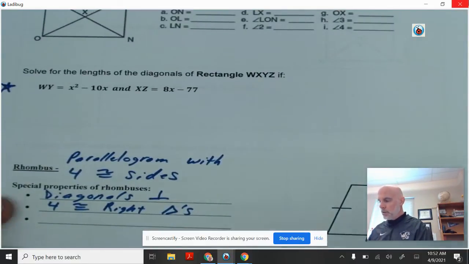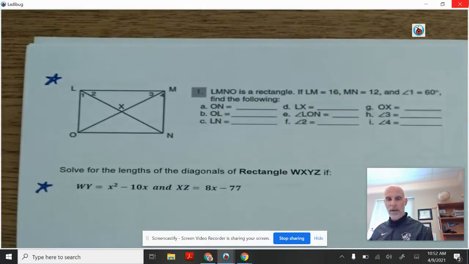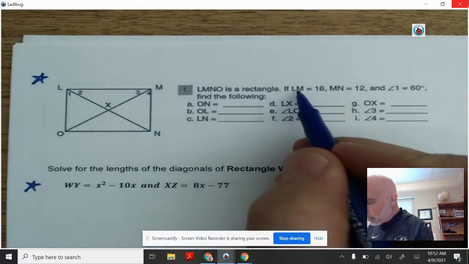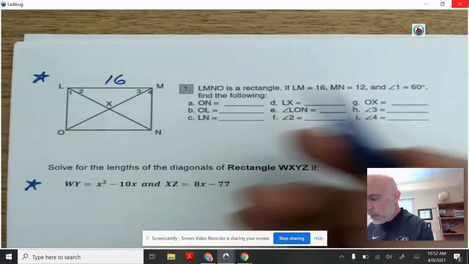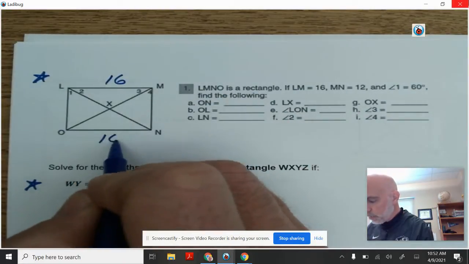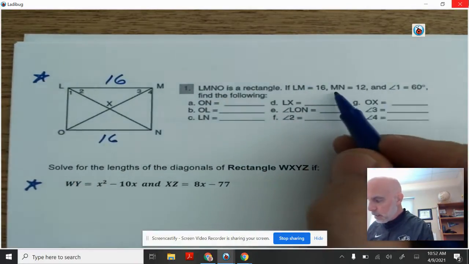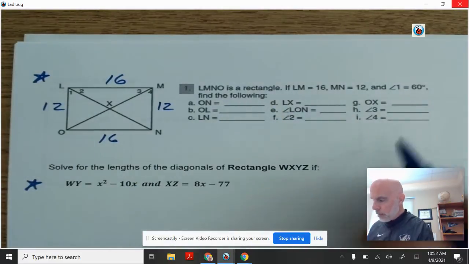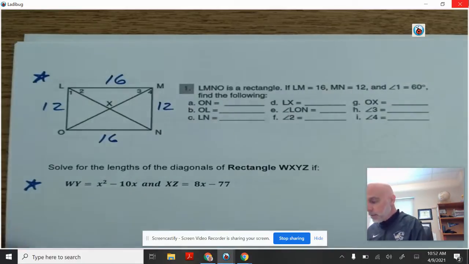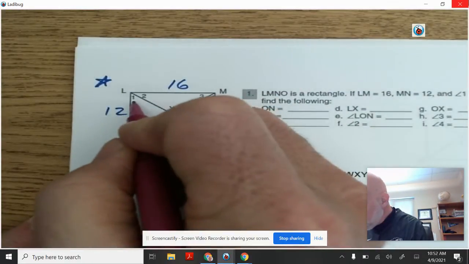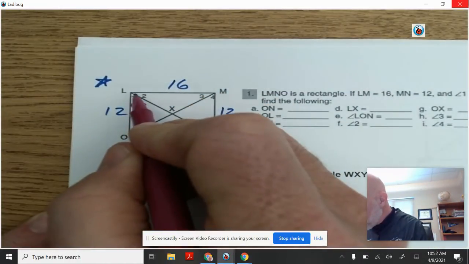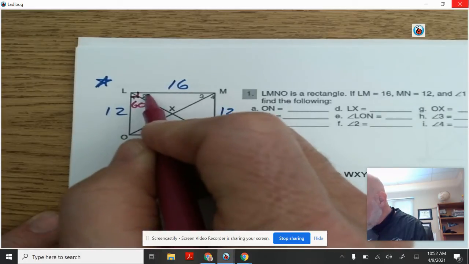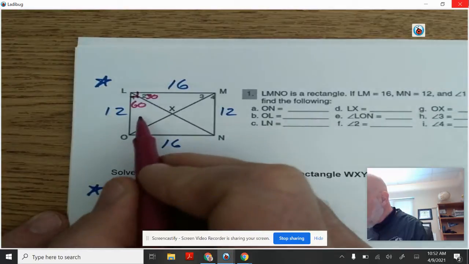All right. This is also a rectangle one. I wanted to point out to you, it gives you some information right here that LM is 16. So you can already go ahead and fill some things out. You know that this would be 16. MN is 12. So you know this side's 12. Angle 1 is 60. So if I put a 60 in there, then I know, according to it being a rectangle, that this is 90. It should be 90. So I know this has to be 30, right?